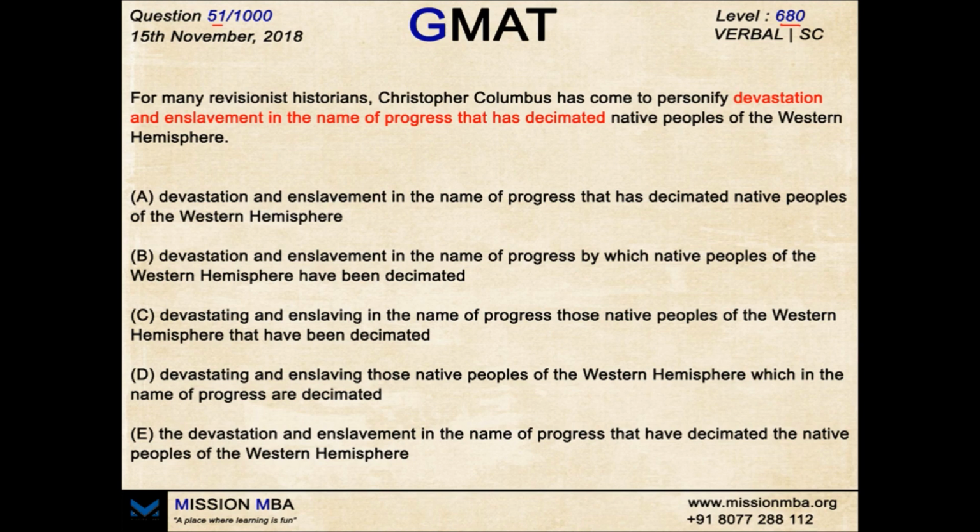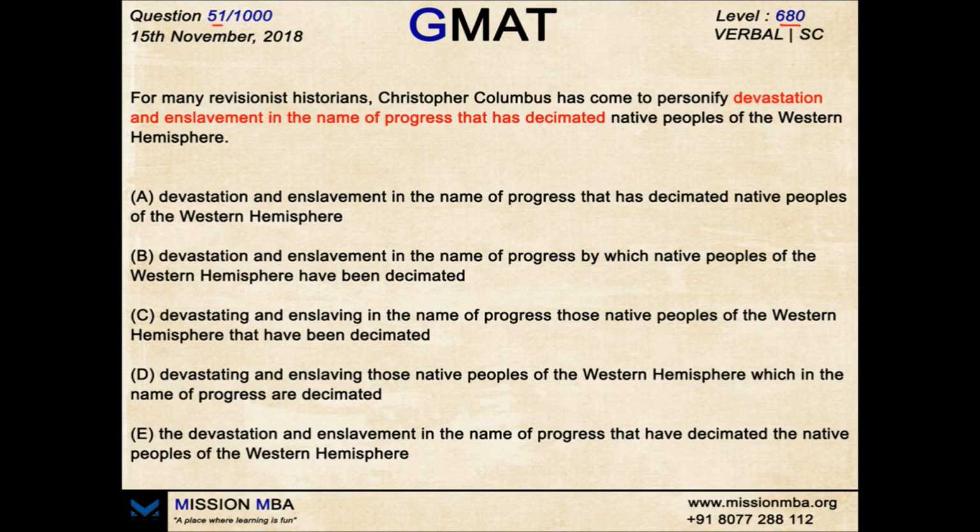For many revisionist historians, Christopher Columbus has come to personify devastation and enslavement in the name of progress that has decimated native peoples of the Western Hemisphere. The sentence simply means that Christopher Columbus, as per many people, has come to personify devastation and enslavement in the name of progress, and that resulted in the decimation of the people of the Western Hemisphere.